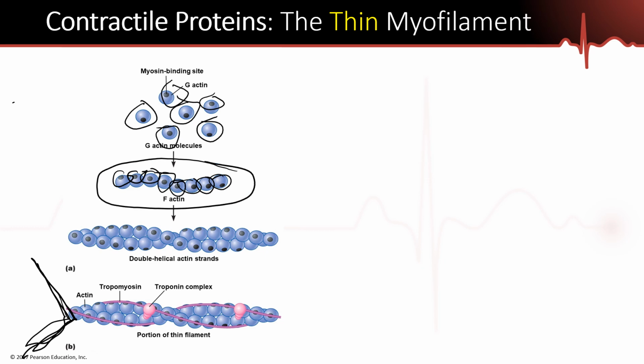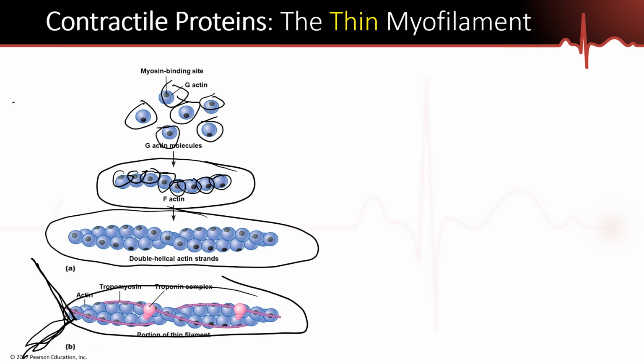And then the next thing that you need to do is take two F-actin strands and wind them around each other in a double helix, okay? Like that. If you take two F-actin strands and you wrap them around each other in a double helix like DNA, then you will get the major part of the actual actin filament. The actin filament itself that is actually attached to the Z disc is made up of two F-actin strands wound around each other in a double helix.